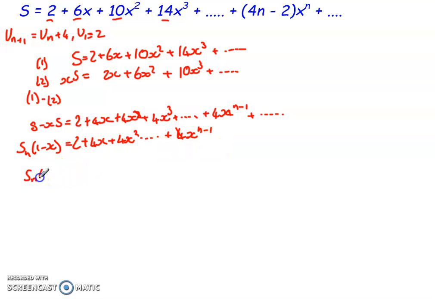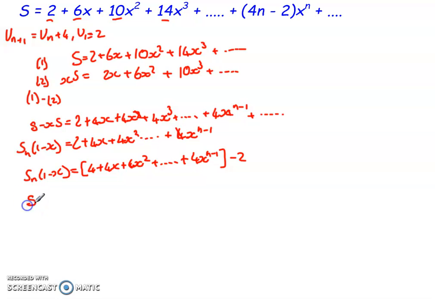So I've then got the sum to n terms of (1 minus x)S, and I'm going to do the same sort of correction I did before. I'm going to turn the first term into a 4. So I've got my correct format: 4 plus 4x plus 4x squared, continuing all the way up to my nth term, 4x, but with the power being n minus 1. And then I'm going to have a take away 2 outside to correct for that.